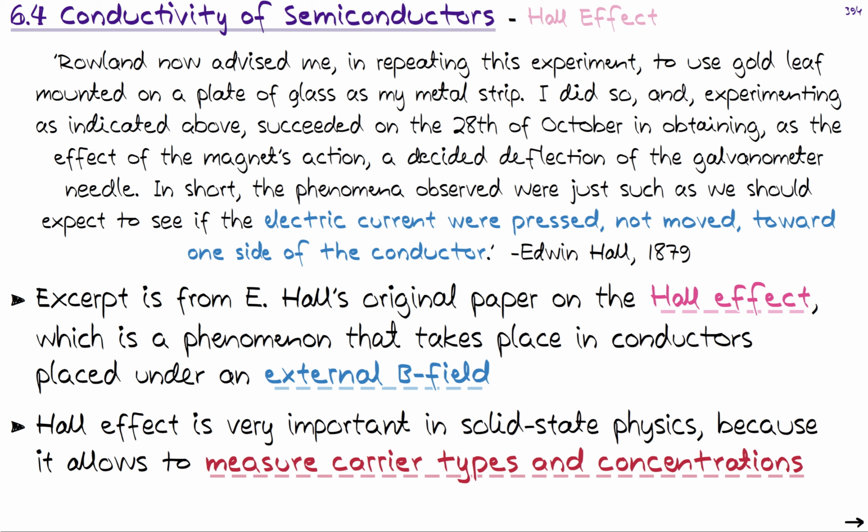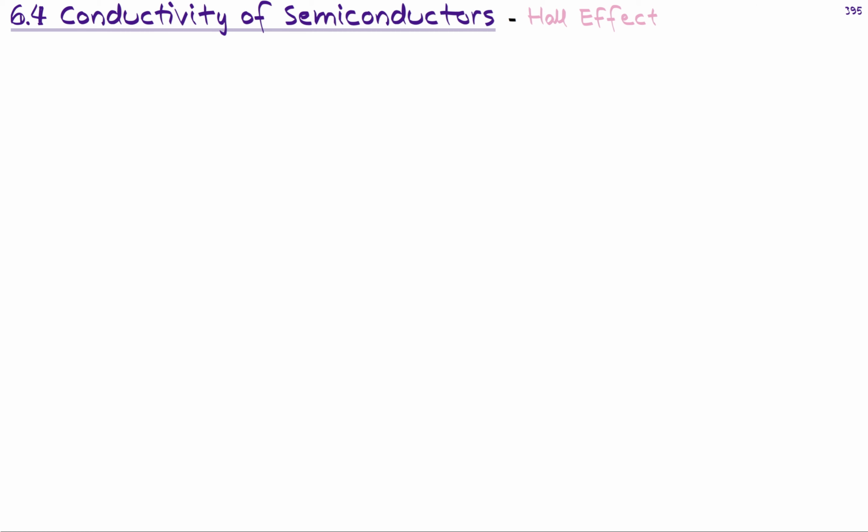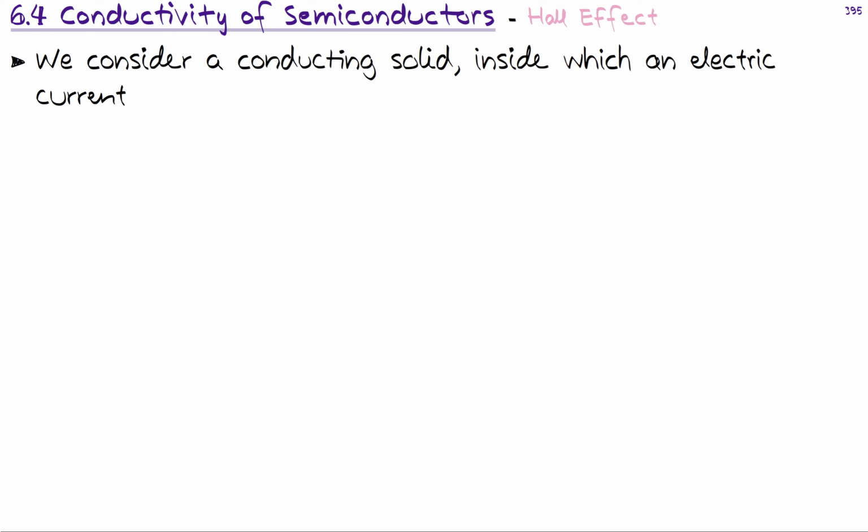So also this is very important in terms of the modern day semiconductor physics and making of semiconductor devices. So let's now go through the effect and what happens in the effect. And let's start by considering a conducting solid. So it could be a metal or it could be a semiconductor.